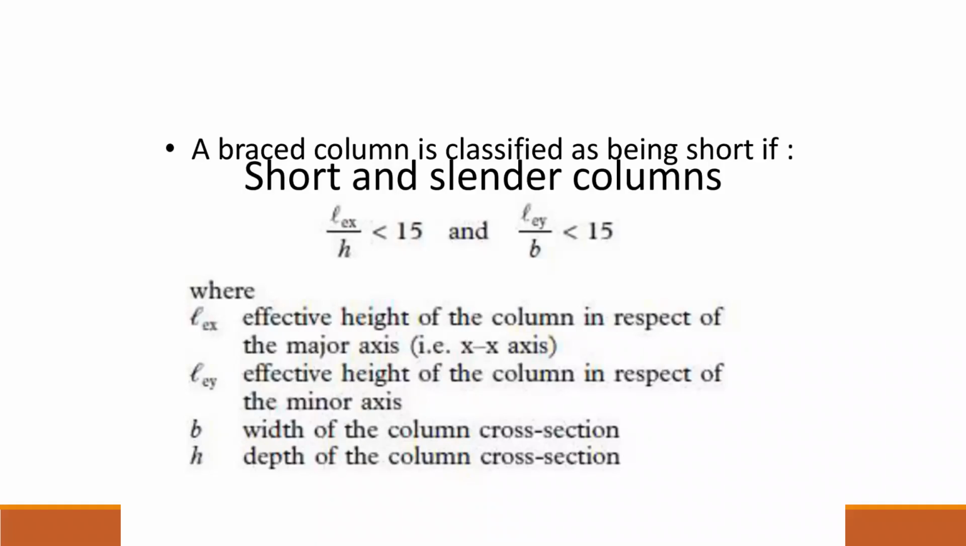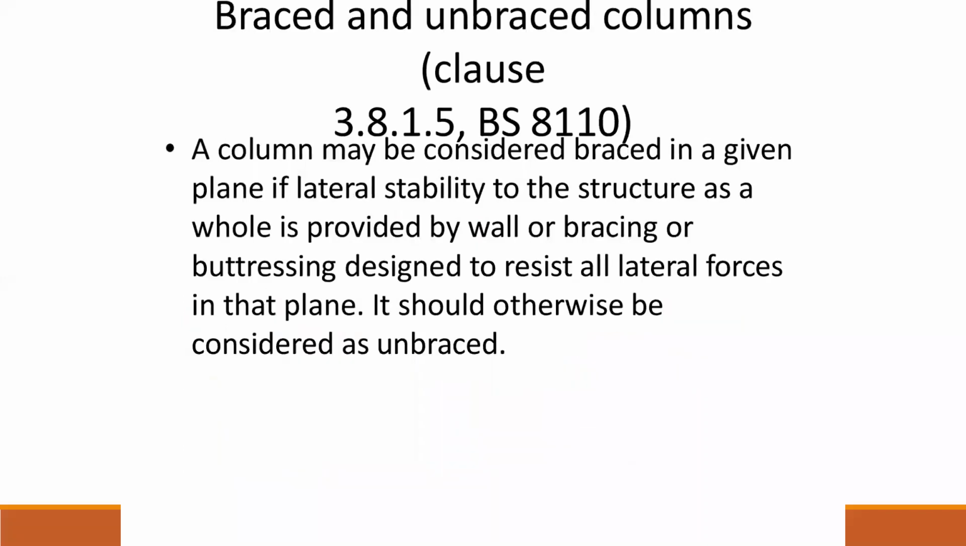Lex is the effective height of the column with respect to the major axis. Ley is the effective height of the column with respect to the minor axis. Both of these will be discussed in the future, how we calculate this effective height and what tables are to be referred to. b is the width of the column cross section. h is the depth of the column cross section.